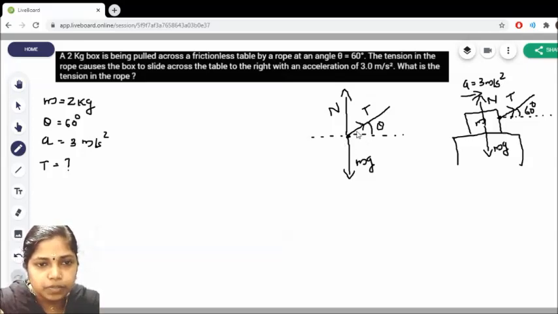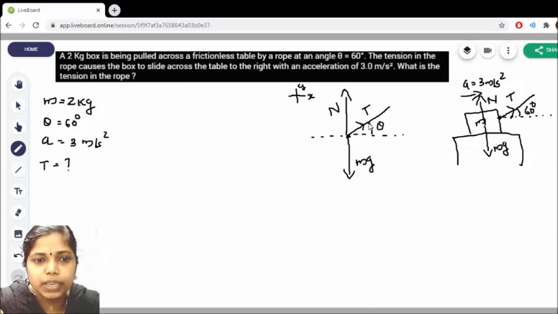So look at the three forces, the normal reaction and mg. So we have to select a coordinate system and we take the XY coordinate system in this manner. So when we are taking the three forces, the normal reaction and mg are along the Y direction, but the tension is not along the Y direction or X direction.